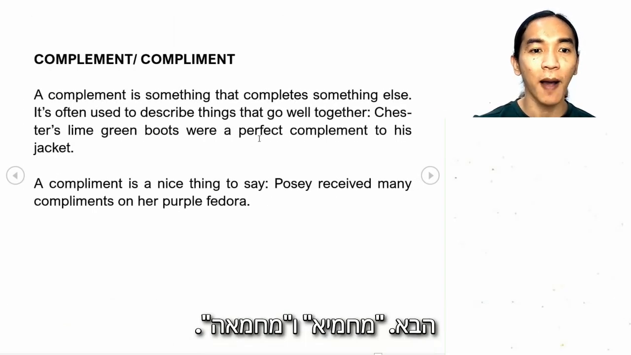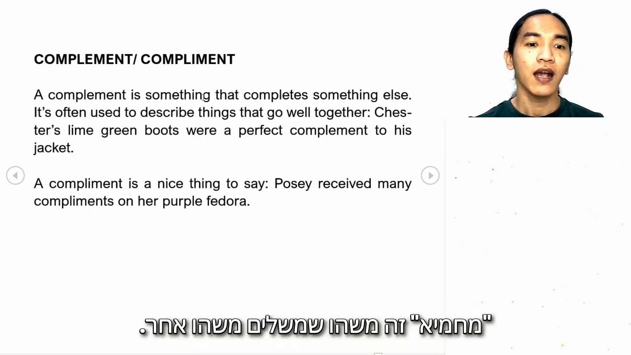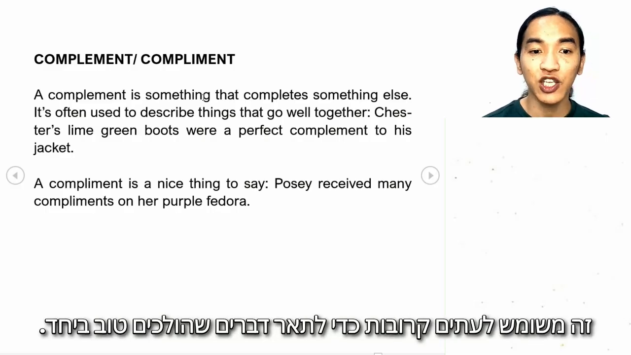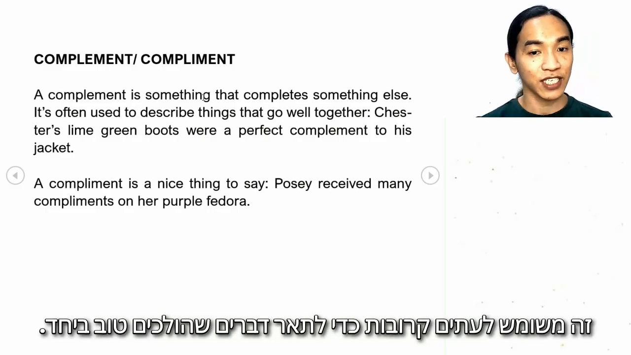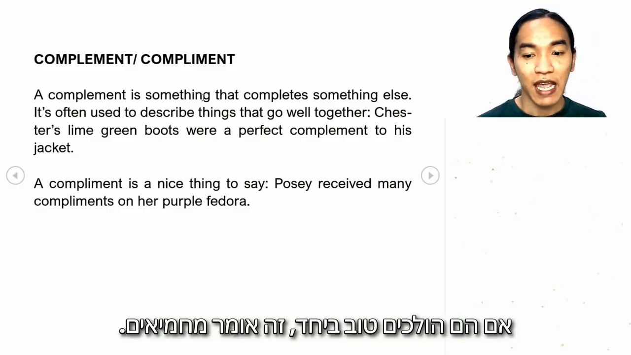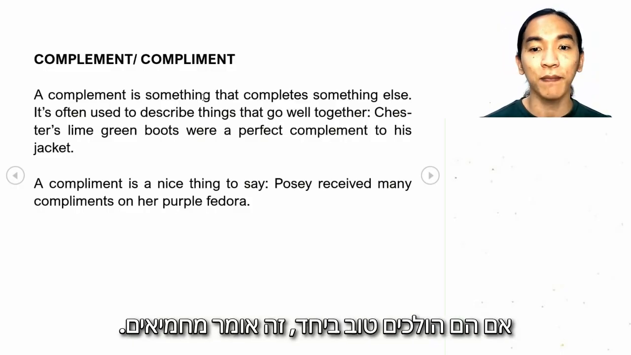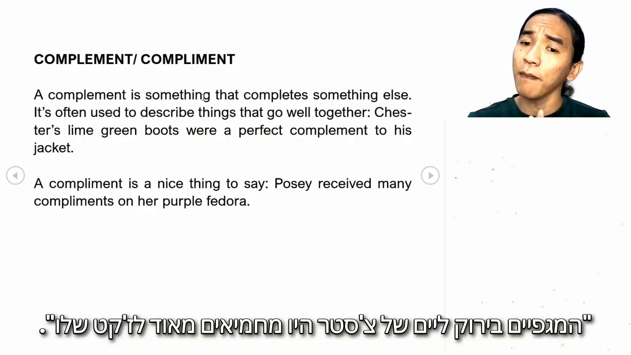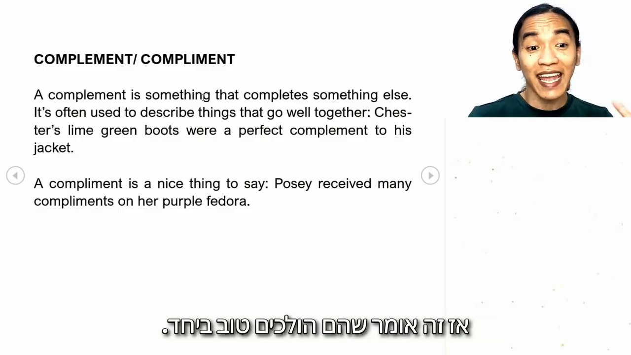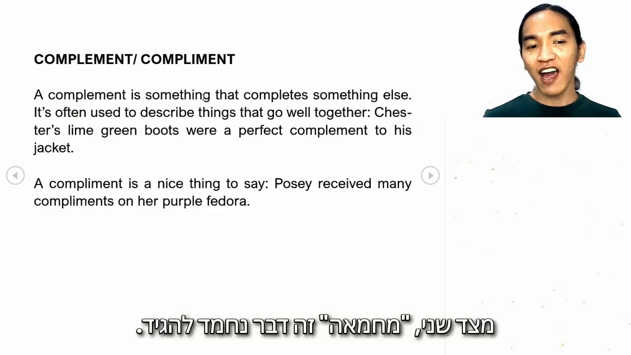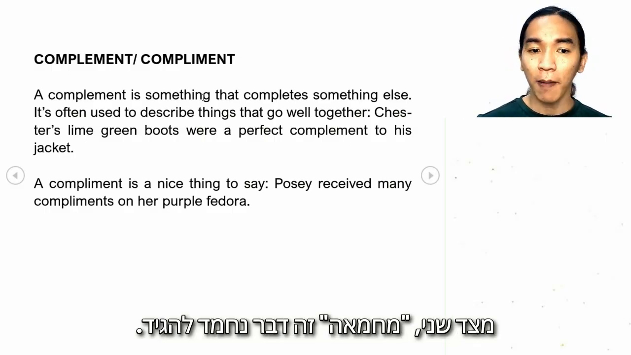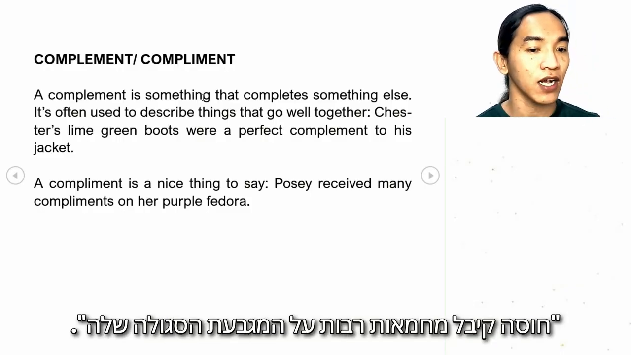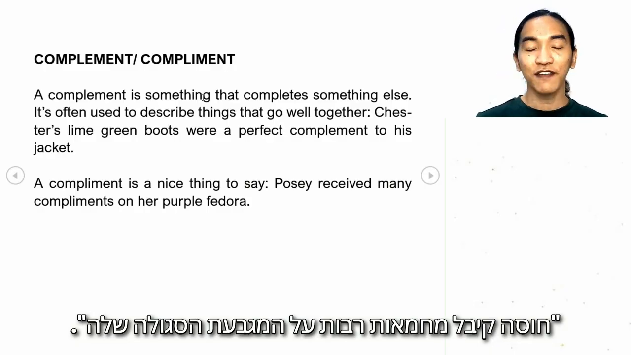Next one, complement and compliment. Complement is something that completes something else. It's often used to describe things that go well together, okay? If they go well together, it means complement, okay? Chester's lime green boots were a perfect complement to his jacket. So it means they go well together. On the other hand, compliment is a nice thing to say. Posey received many compliments on her purple fedora.